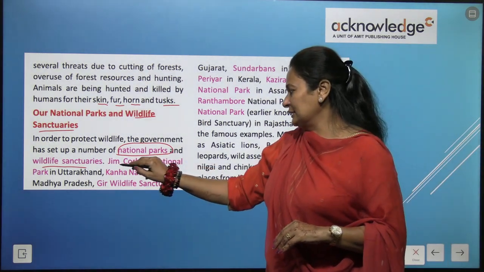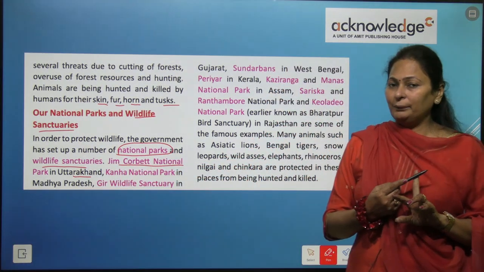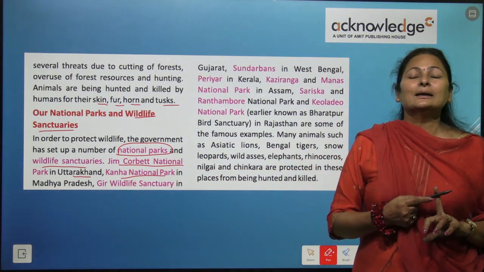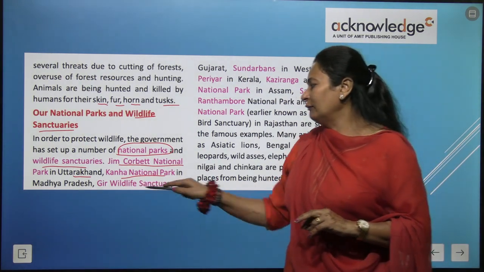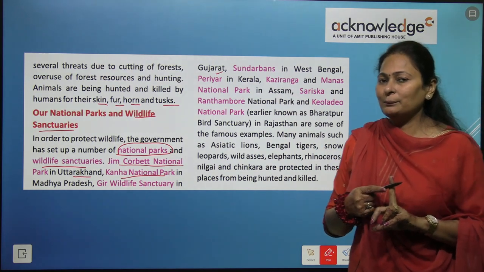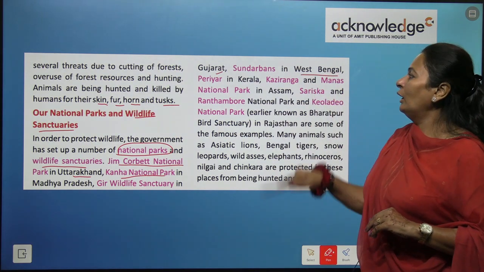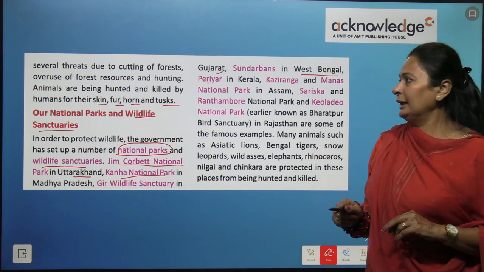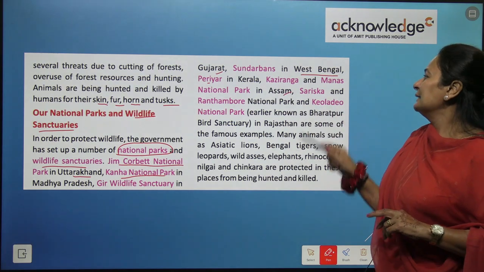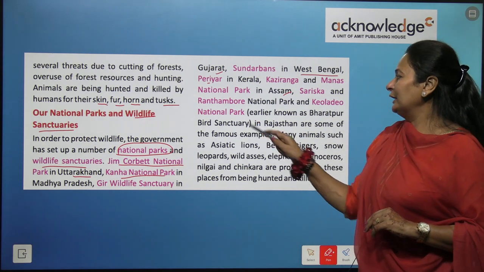Now remember, repeat this: Jim Corbett National Park. It is in Uttarakhand. Now Kanha National Park. It is in Madhya Pradesh. Gir Wildlife Sanctuary in Gujarat. Sundarbans. We have just learned about the Sundarban Delta, right? Sundarban mangrove forest, in West Bengal. Periyar in Kerala, Kaziranga and Manas National Park in Assam, Sariska and Ranthambore National Park and Keoladeo National Park.